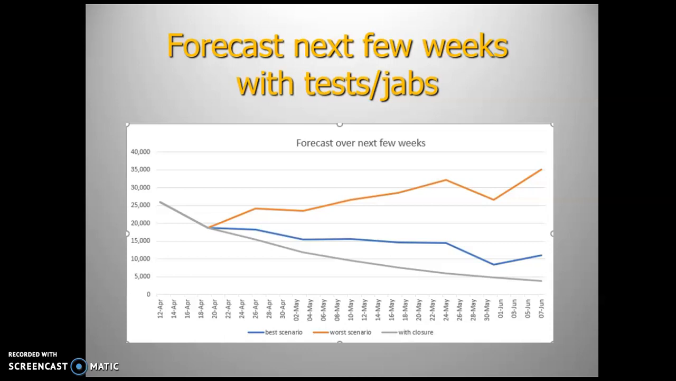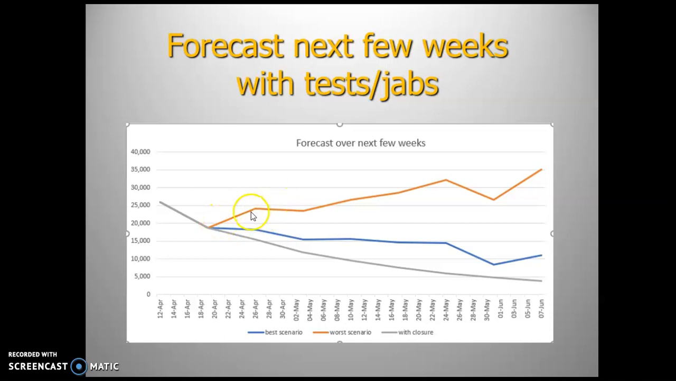Okay, what are the forecasts? Now the forecast over the next few weeks. Here you see the blue line is the best scenario if you leave the schools open. As you can see, it will go down, but then it will flatten out. This I would give 45%. This I would give also 40%.